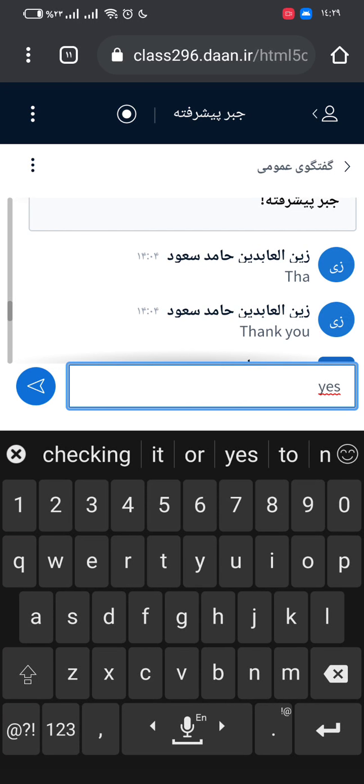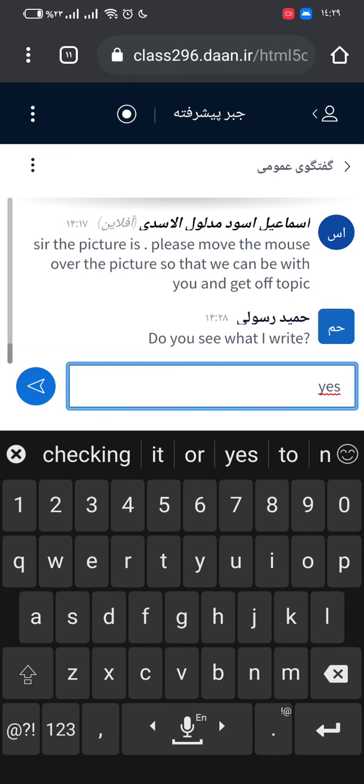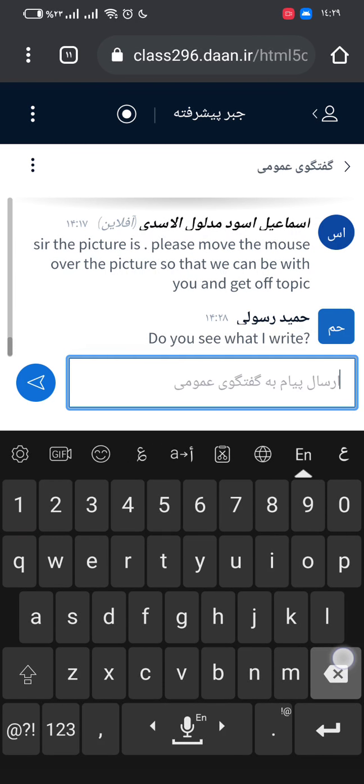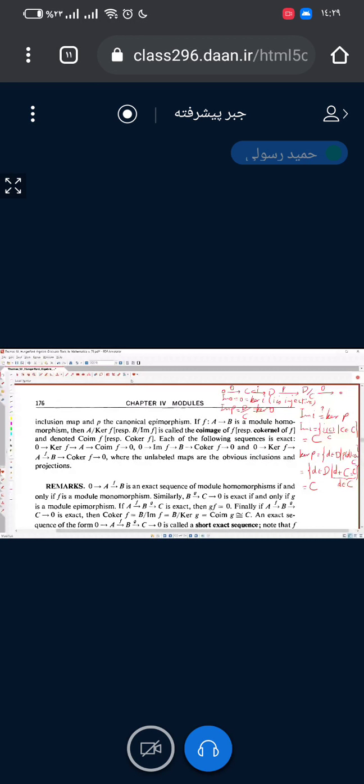If F from A to B is a module homomorphism, then A on the kernel of F, respectively B on the image of F, is called the co-image of F, respectively the co-kernel of F. B on the image of F is called the co-kernel of F, and A on the kernel of F is called the co-image of F, denoted coim F and coker F.